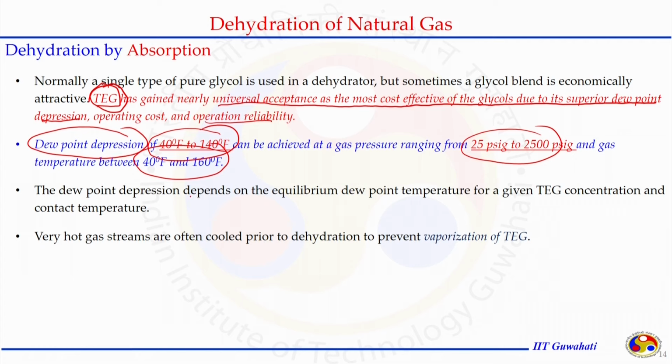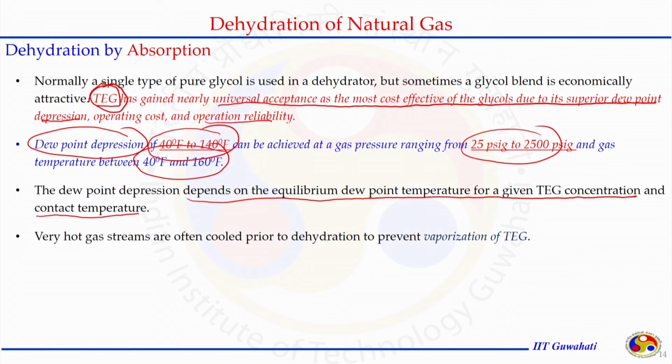The dew point depression depends on the equilibrium dew point temperature for a given TEG concentration and contact temperature. So, the temperature at which the natural gas comes in contact, and the TEG concentration, determine the water removal that can be achieved. Again, the water removal can also be represented in the form of dew point depression. So, if we understand at what temperature and pressure the gas is at one point and at what condition on the other point, we can calculate the dew point at this condition and the new condition, and thereby calculate the amount of water removed from the natural gas.